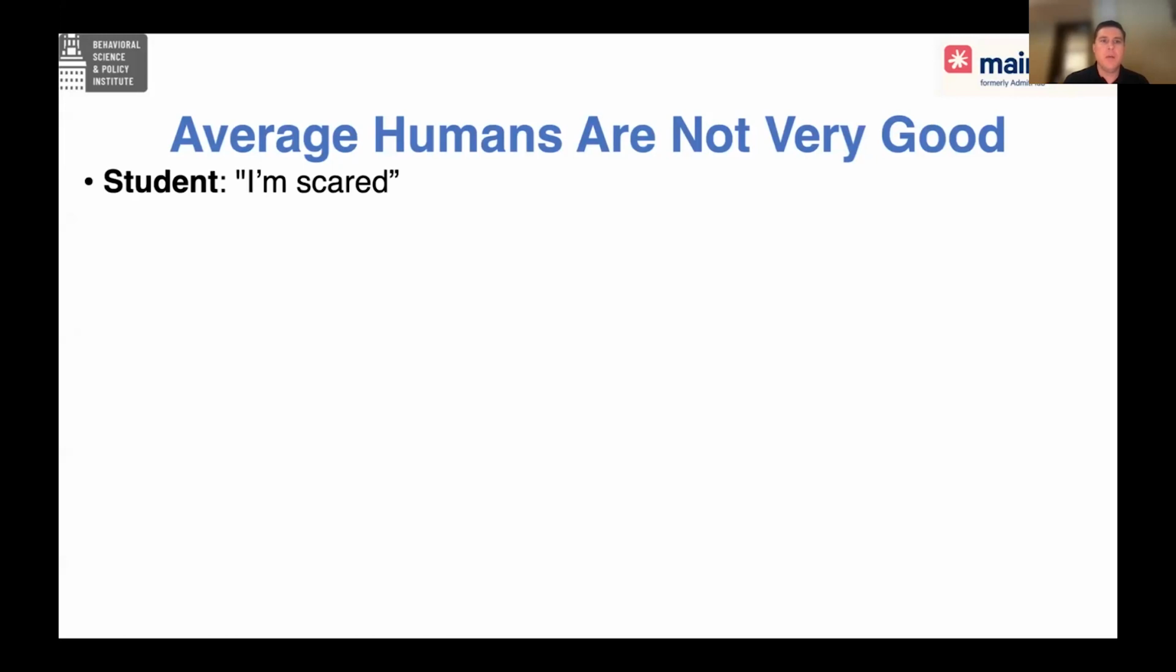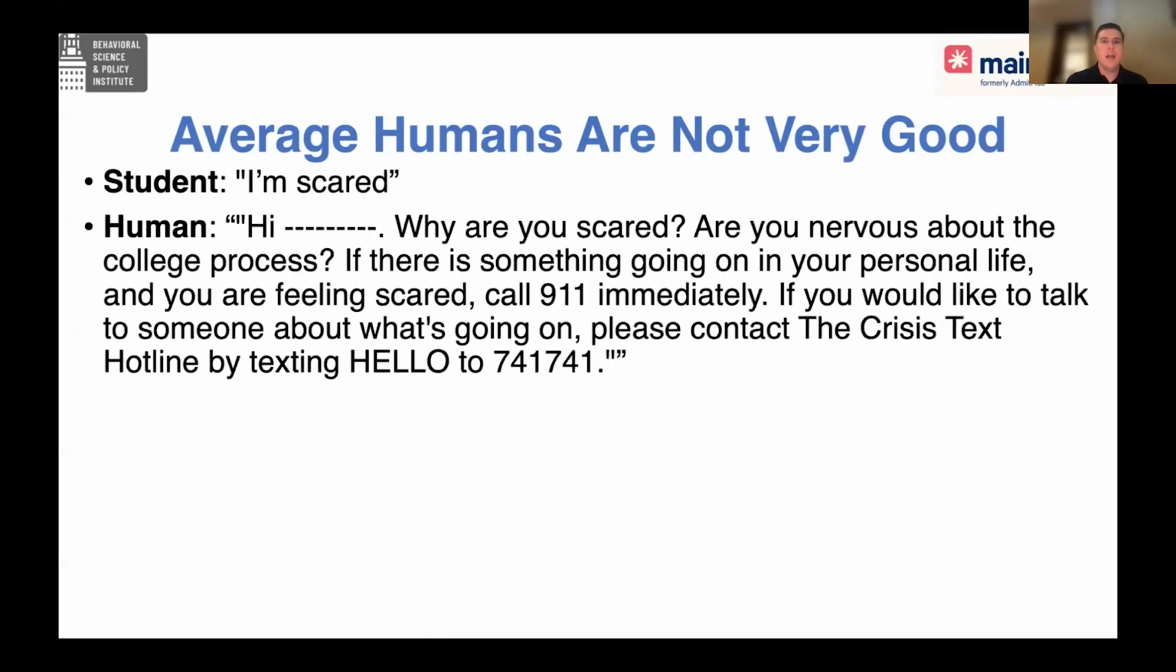The student wrote, "I'm scared." What did the human write in Advi? "Hi, why are you scared? Are you nervous about the college process? If there's something going on in your personal life and you're feeling scared, call 911 immediately. If you would like to talk to someone about what's going on, please contact the crisis text line," et cetera. Sure, that's fine advice, but it's not dealing with the deeper concerns that students have about the existential fear that they're not adequate and prepared for college, right?